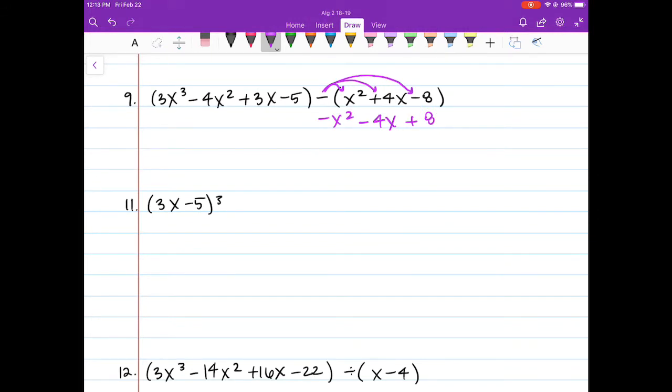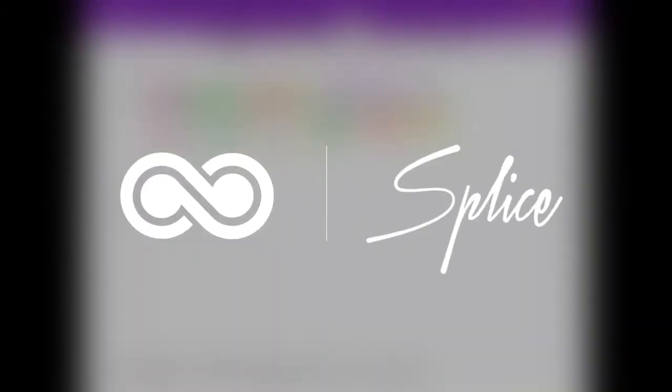From there, we really can combine our like terms. So nothing combines with my 3x cubed. And then I've got -4x squared minus x squared, same sign, add and keep, minus 5x squared. I've got plus 3x minus 4x, so we're down to minus 1x, or just minus x. And then minus 5, whoopsies, plus 8. We need to end with a plus 3 at the end. Final answer.